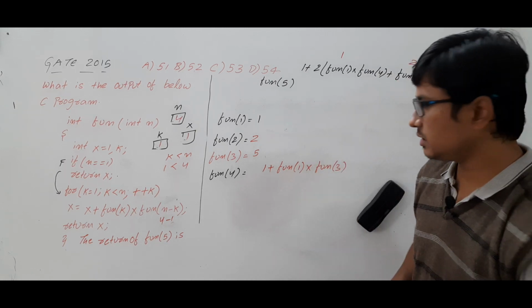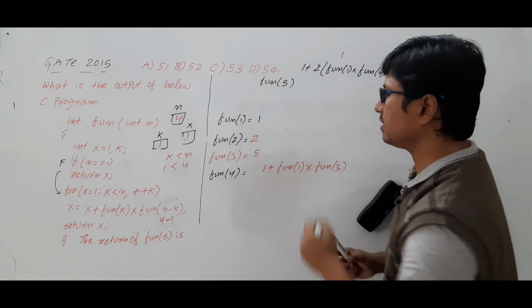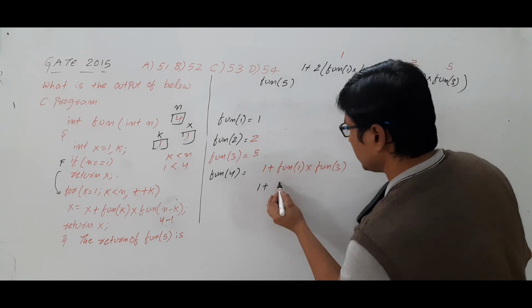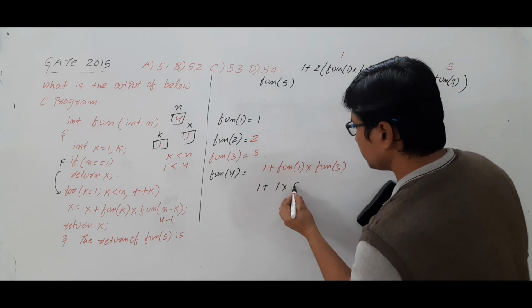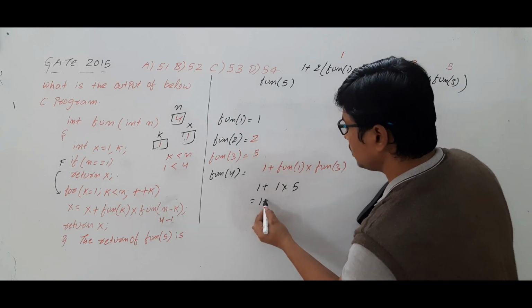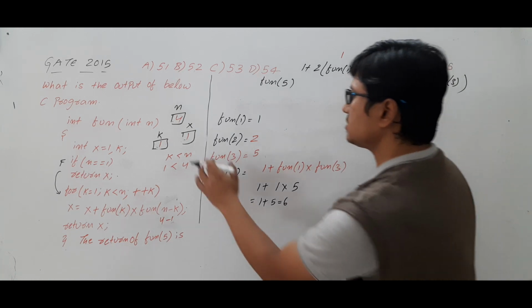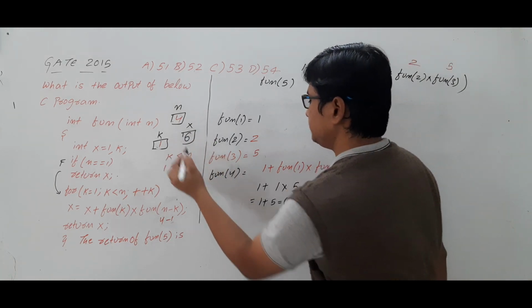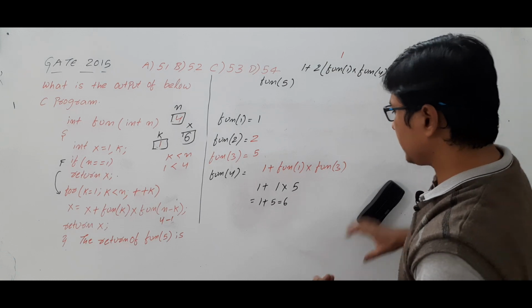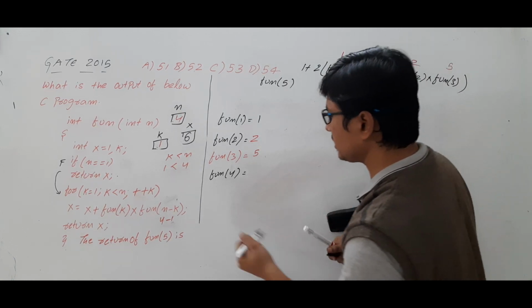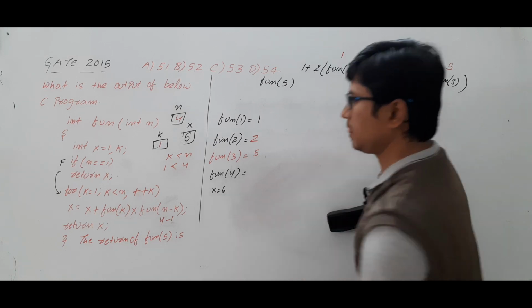So substitute it. You already know fun 1 and fun 3. Which is nothing but 1 plus fun 1 is 1, fun 3 is 5. So 1 plus 1 into 5, which is nothing but 6. So now x consists of value 6 till now. You can erase everything and say that x currently consists of value 6.